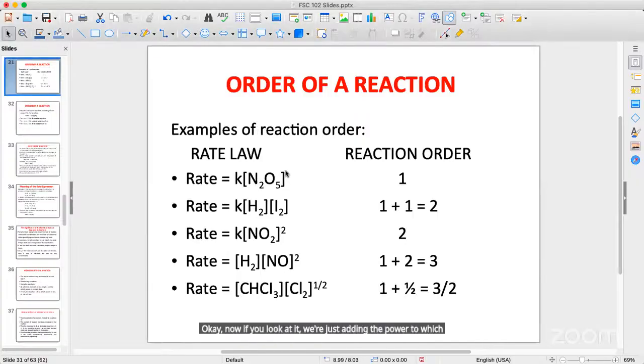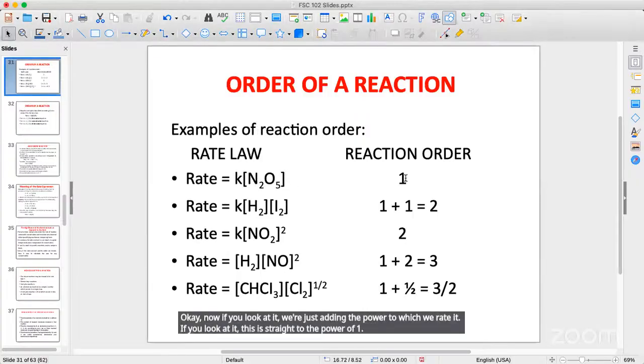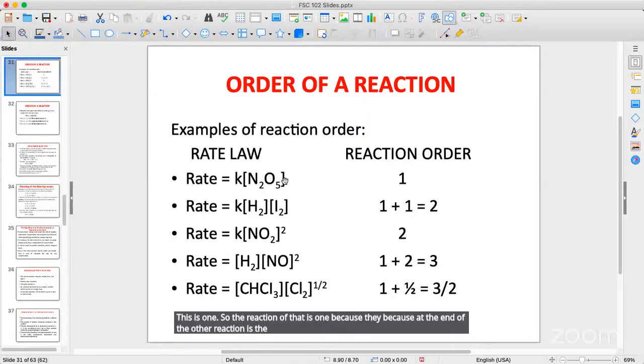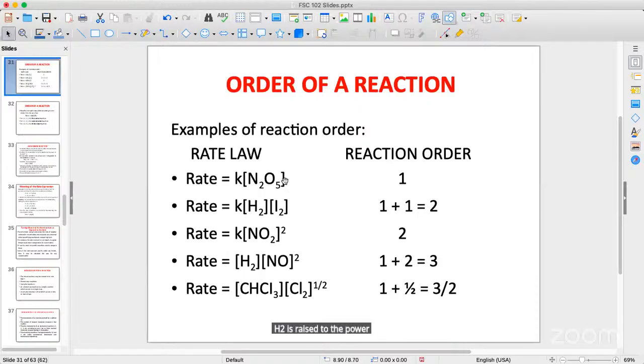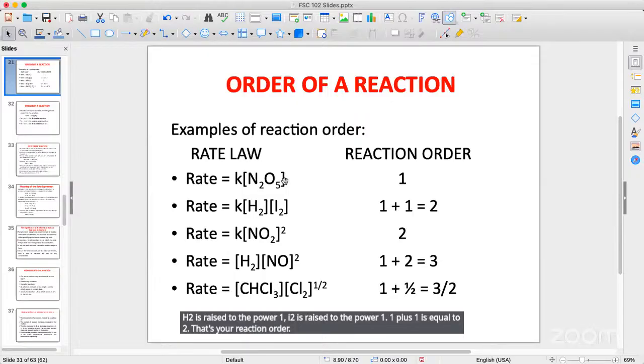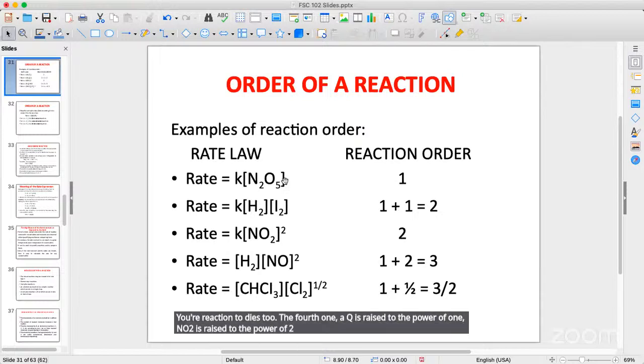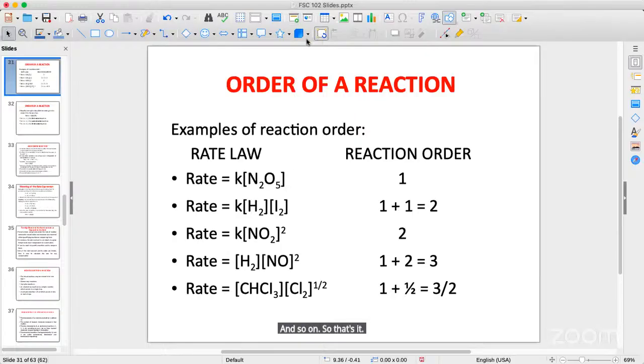Now if you look at it, we're just adding the power to which we raise it. This is raised to the power of 1. So the reaction order is 1, because the order of reaction is the power to which you raise your concentration in your rate law. In the second one, H2 is raised to the power of 1, I2 is raised to the power of 1, 1 plus 1 is equal to 2. That's your reaction order. NO2 is raised to the power of 2. Your reaction order is 2. The fourth one, H2 is raised to the power of 1, NO2 is raised to the power of 2. Your order is equal to 3, 1 plus 2, and so on. So that's it.